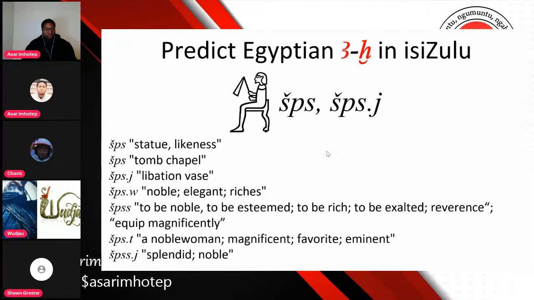Well, continuing, we said no to the libation vase because normally, if it was a kind of vase, they would put a picture of a vase or some kind of picture. But the idea is that it is possibly something dealing with nobility, elegance, richness, to be exalted, reverence, to be equipped magnificently, a noblewoman, or a nobleman, favorite, someone who is eminent and powerful, splendid. That seems to be a reasonable interpretation of the term, even though we don't have any text and we don't have any words, any definition that was given earlier.